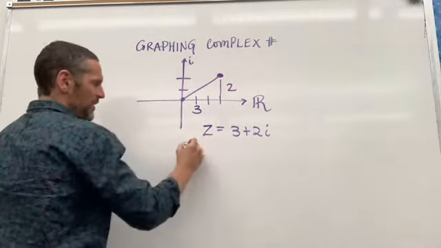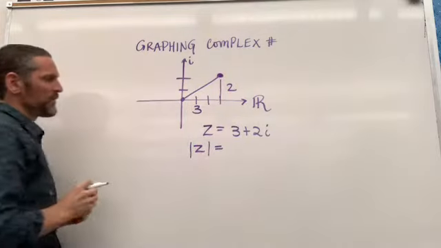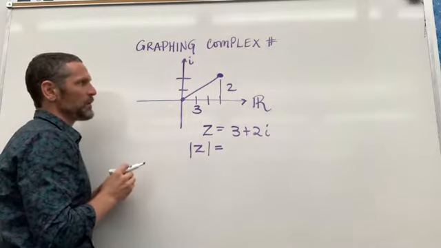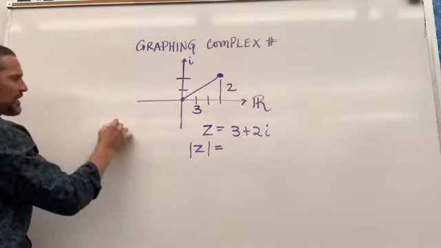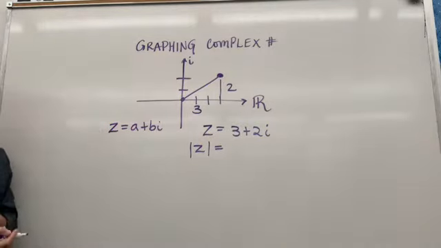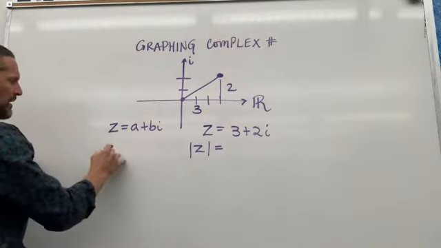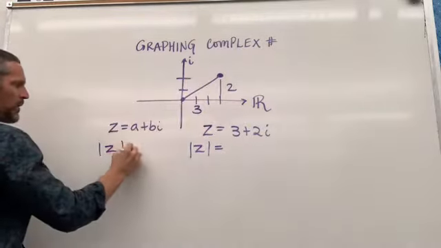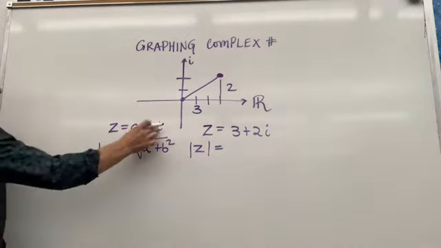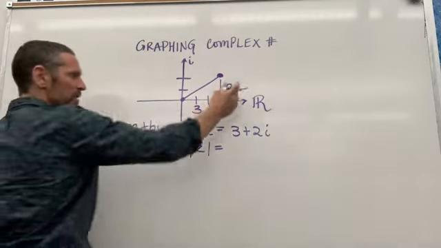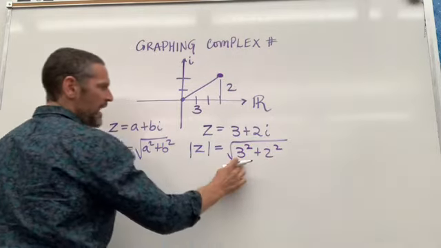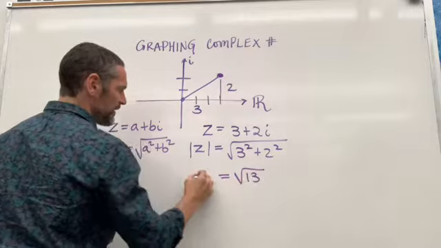So our magnitude or our absolute value of this complex number is the distance from 0. We're simply going to use the Pythagorean theorem. So if we take the general case, z is equal to a plus bi, that is standard form of a complex number. Clearly, the distance from 0 here will be, if we use the Pythagorean theorem, the square root of a squared plus b squared. Notice I'm not including the i in this. So for this example, this would be 3 squared plus 2 squared, which would be 9 plus 4, the square root of 13.